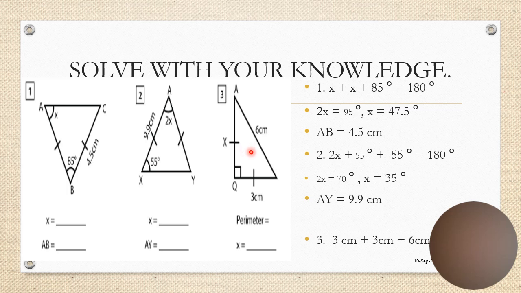The last question again, isosceles triangle, meaning this side is equal to that side. If this side is 3 centimeters, that side is 3 centimeters. When you talk about the perimeter, when you measure around here, what you have is 3 centimeters plus 3 centimeters is 6, plus 6 centimeters, which is 12 centimeters. And of course, your x becomes 3 centimeters.